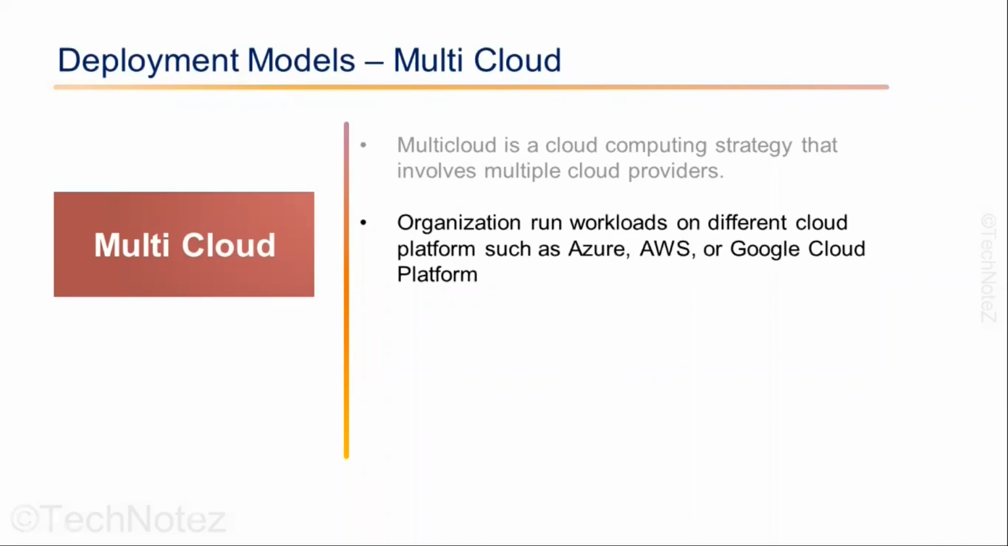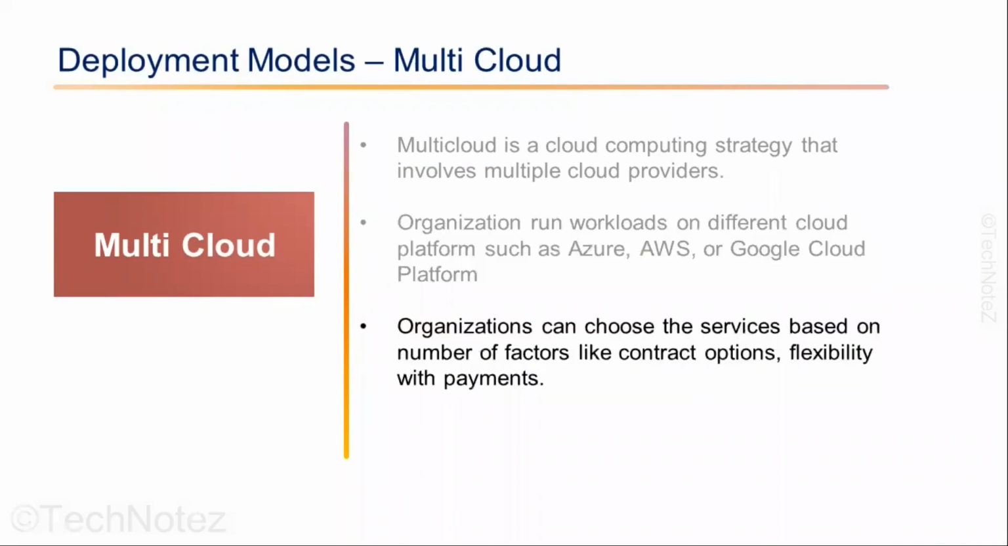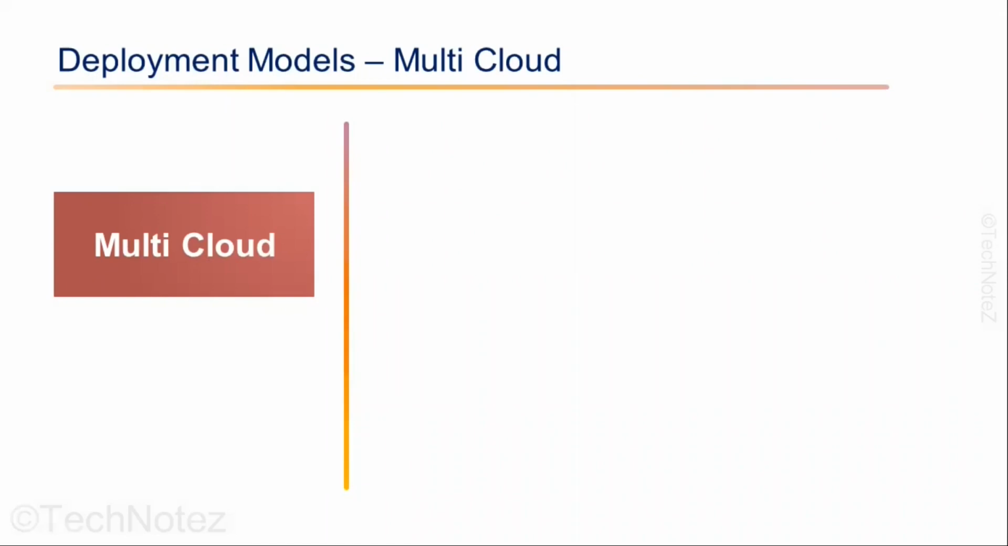There are many reasons organizations select a multi-cloud strategy. A multi-cloud deployment helps the organizations to choose the services from different vendors. With multi-cloud models, an organization can choose the services based on number of factors like contract options, flexibility, and payment. Multi-cloud strategy brings a lot of benefits for the organizations.